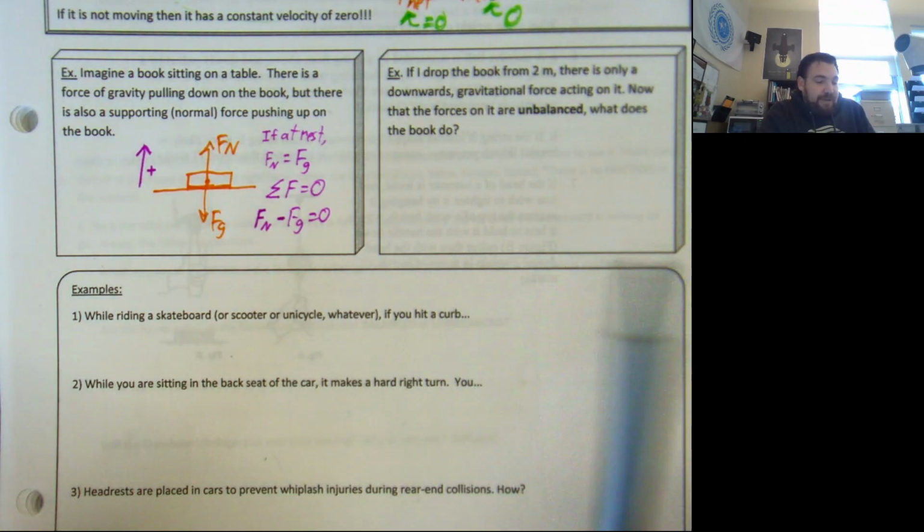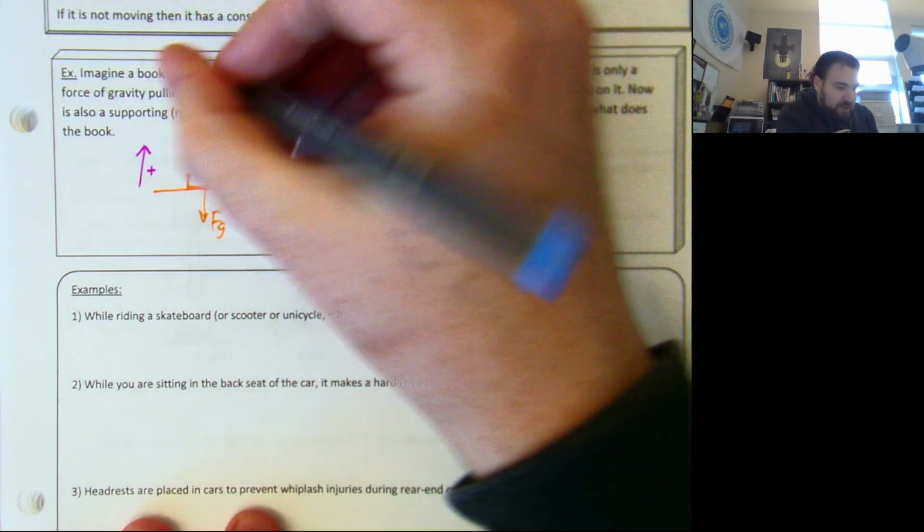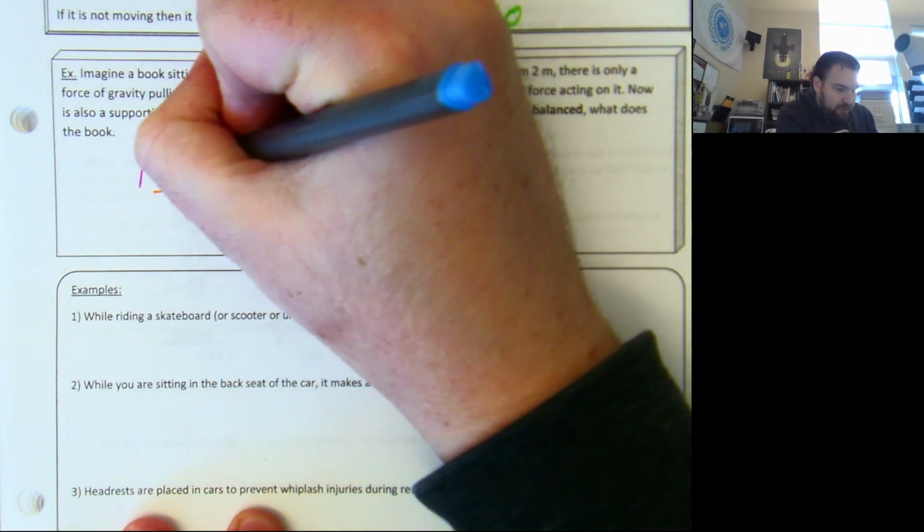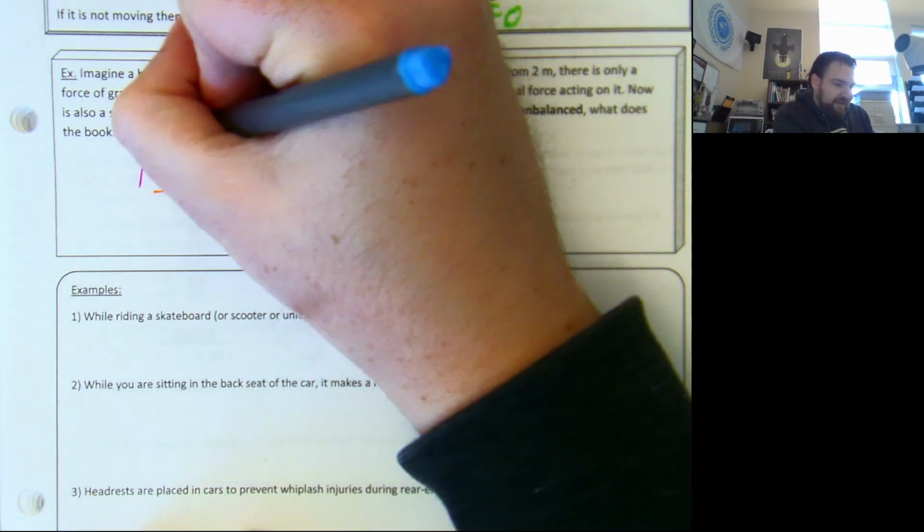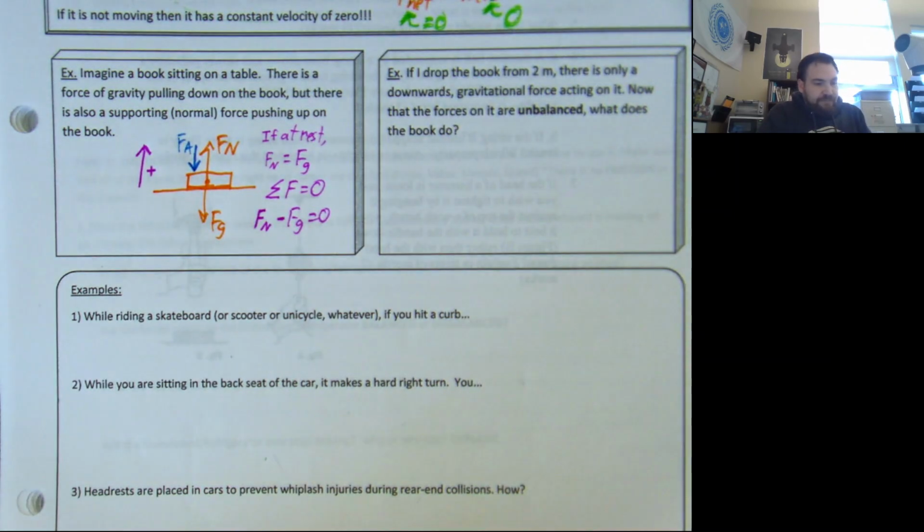We could change the problem. We could make it slightly more interesting. We could lean on the book. Let's add something in here. Let's say someone leans on the book. So there's a downward push on the book. There's an applied force, I'll call it. How would the sum of the force expression change with that added? Again, assuming that the book is still at rest.